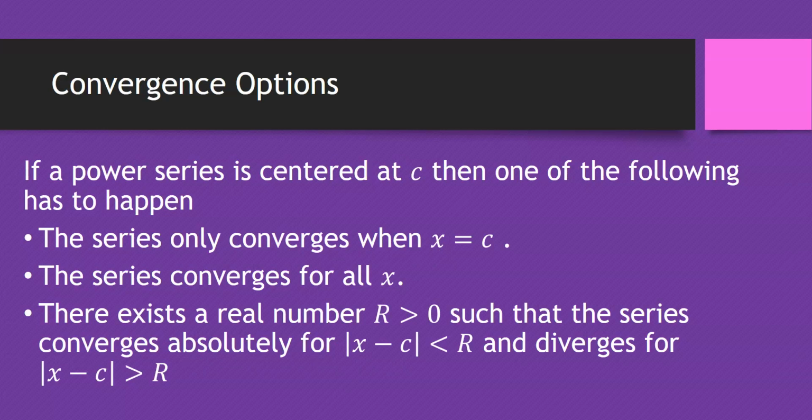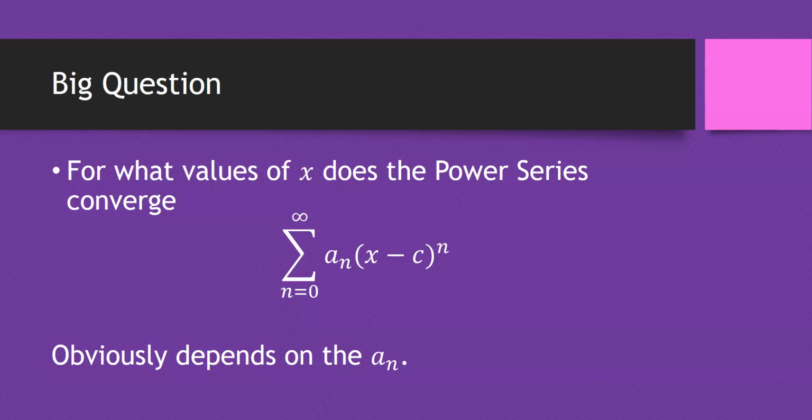Anytime we're talking about convergence of power series, we're going to have three options. For the first option, let's say the power series is centered at the number c. The first option is that the only place the series converges is when x is equal to c. In other words, no matter what value you plug in for x, this series diverges. Does that make sense? Hopefully.